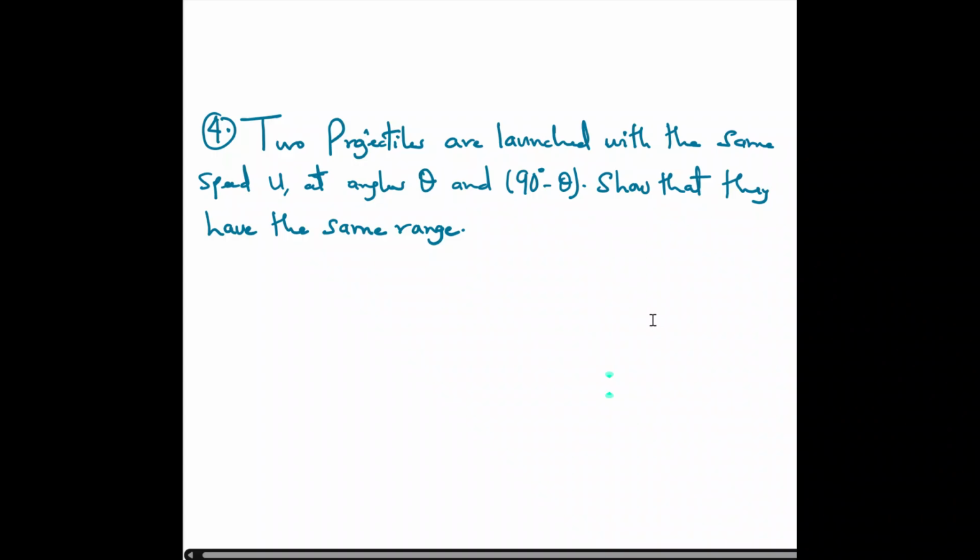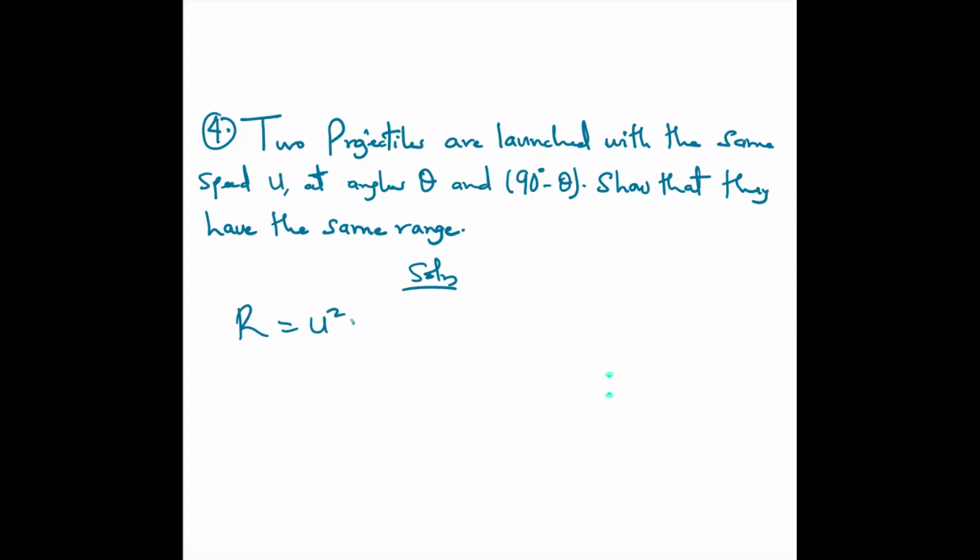So the last question we have, this is more like a proof, a trick question. So it says two projectiles are launched with the same speed u at angles theta and 90 minus theta. It says show that they have the same range. So we know that the formula for range is u squared sine 2 theta over g, right? And this is for theta. So now if you want to do for 90 minus theta, the second range, let's say a complement of r or r prime, is also u squared sine 2 into 90 minus theta.